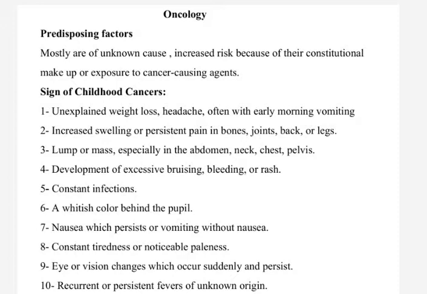سوف نبدأ بمحاضرات الأونكولوجي اللي تشمل اللوكيميا، ليمفوما هوجكن and non-Hodgkin lymphoma and solid tumor. Predisposing factors for malignancy mostly are unknown. Increased risk because of their constitutional makeup of children or exposure to cancer-causing agent. So, most common cause is unknown for malignancy.